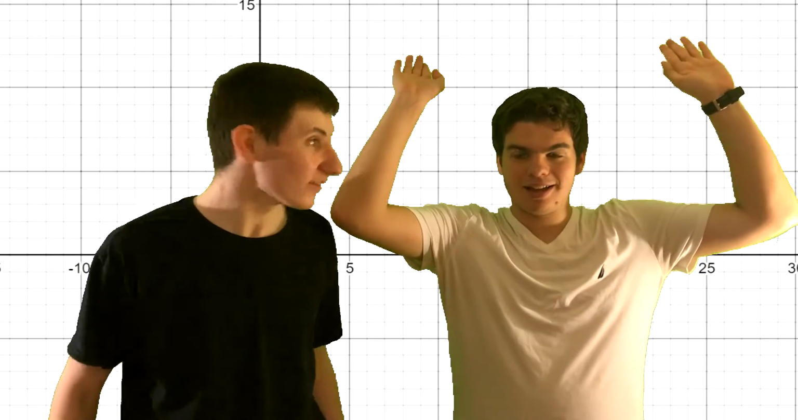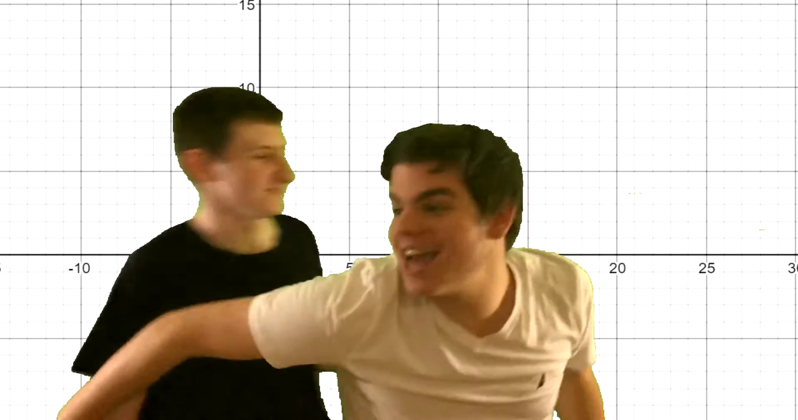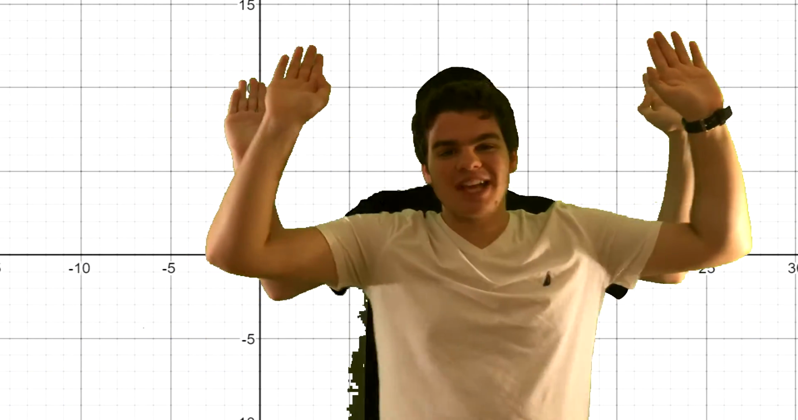But what about when the inside is negative? Well, I'm glad you asked. When the negative is inside the parentheses, it reflects over the y-axis, since everything on the inside of the parentheses affects things horizontally. I didn't know I had this snapping power until I started this presentation.